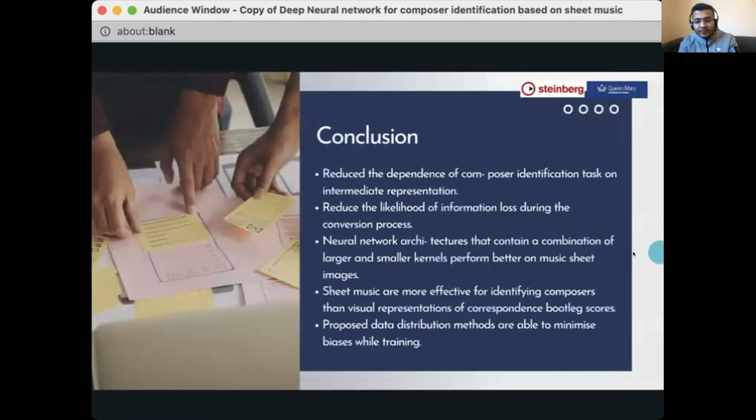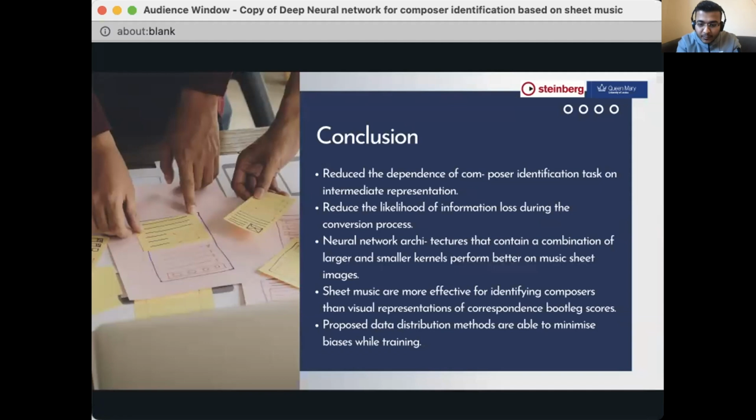Yeah, sorry. So our study proposes a method to reduce the dependency of composer identification on intermediate representation. So we are reducing that dependency. The effect of this is that we are able to reduce the likelihood of information loss during the conversion process. We collected music sheet images from a variety of composers' scores as part of creating our dataset. The next step in our process was to extract the bootleg representation from the same musical scores, the same material, and the same data distribution.